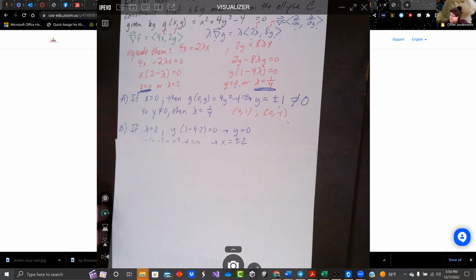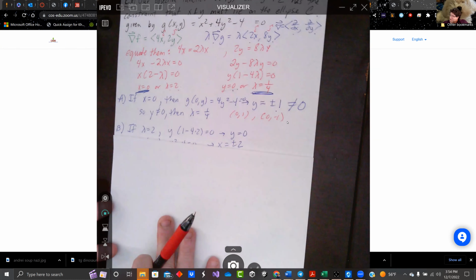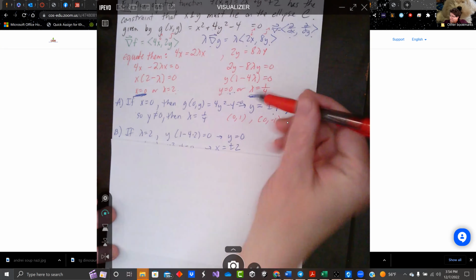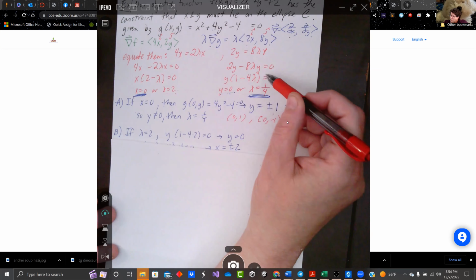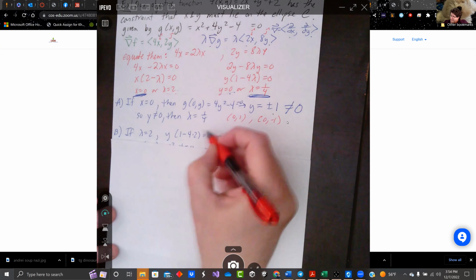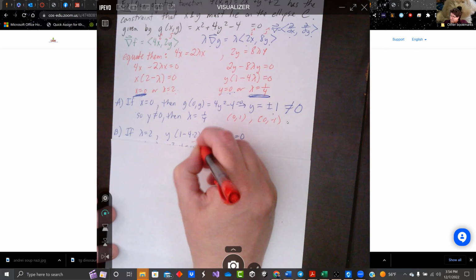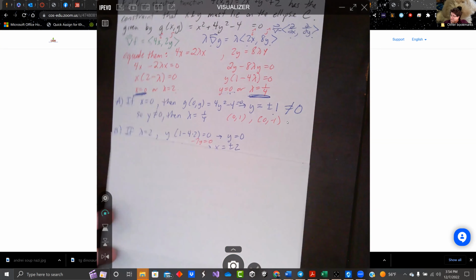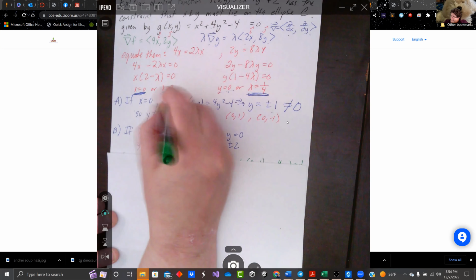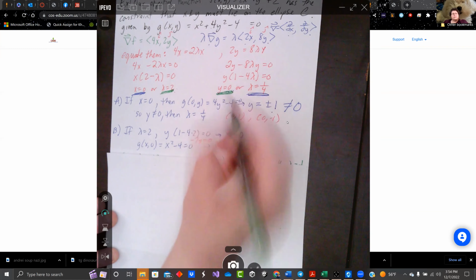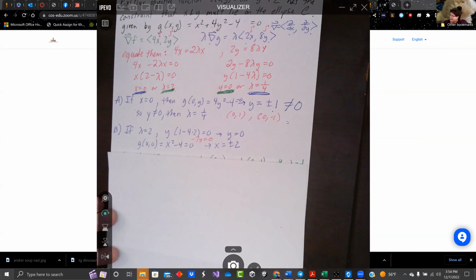Let's just check. If we have lambda equals 2, I plug it into this equation. I've got y times (1 minus 4 times 2), or this effectively becomes negative 7y equals 0. So y has to equal 0. And sure enough, that matched up. Lambda equaling 2 matches up with y equals 0. And so what happens if I set y equal to 0 on our constraint curve? Because that's telling us where we're at.